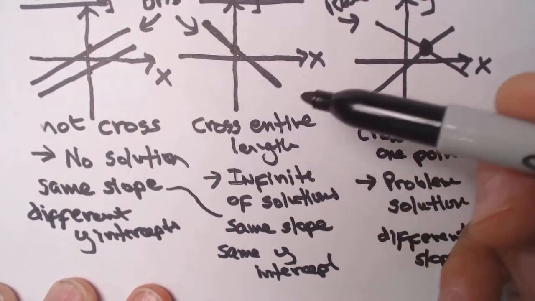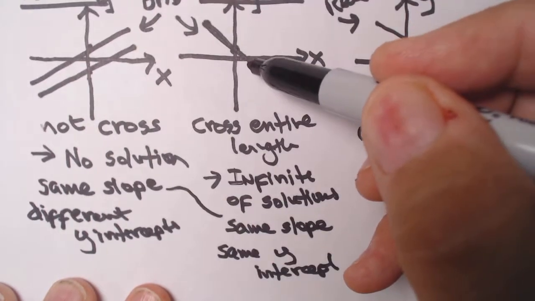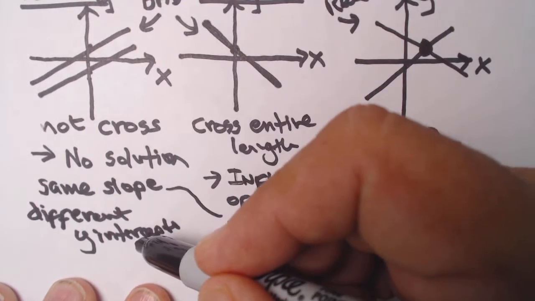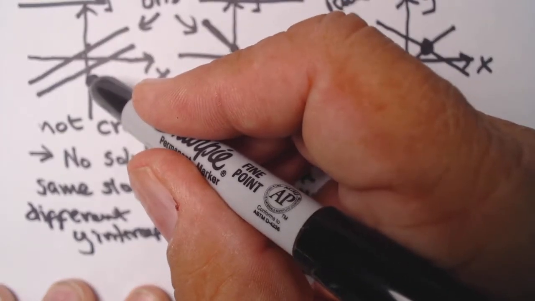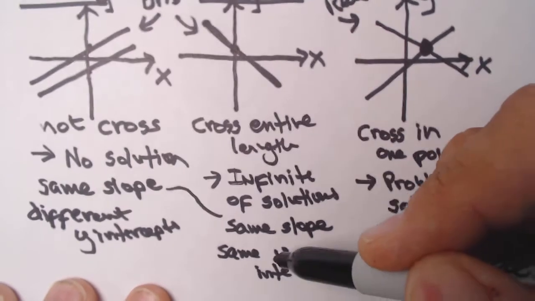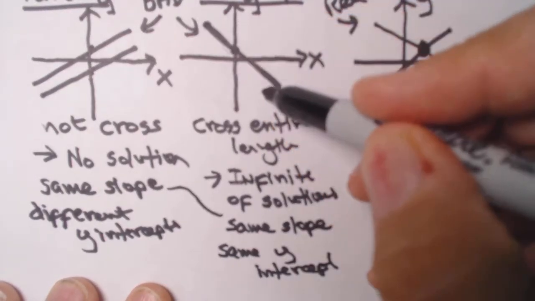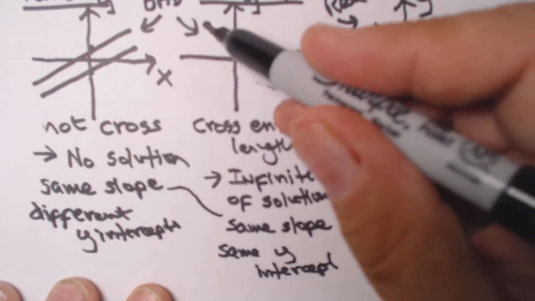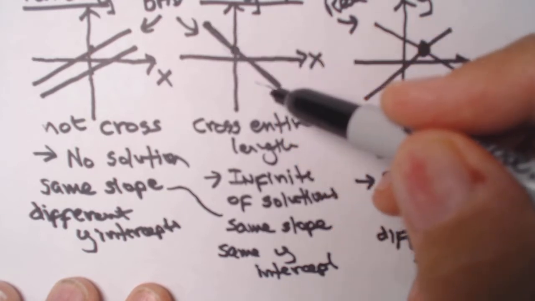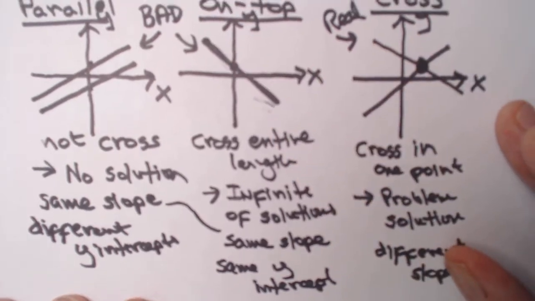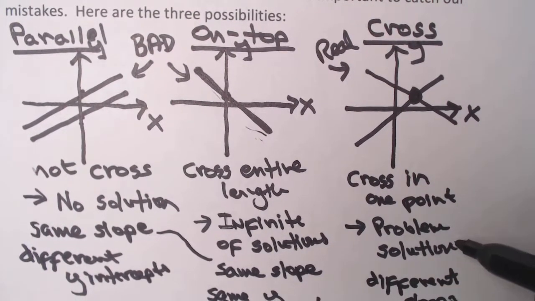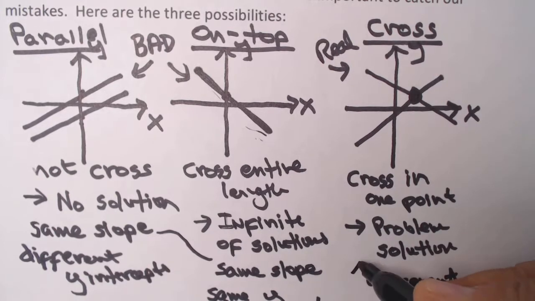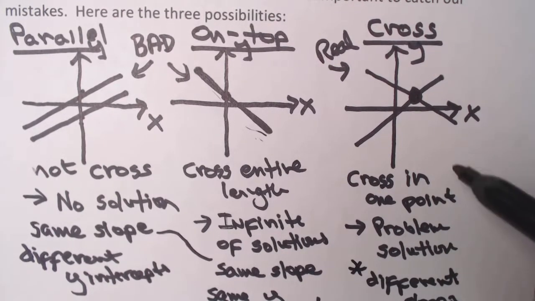How do you tell between the parallel and the on top of case? Well, you look at the y-intercepts. If the y-intercepts are different, then the lines are not on top of each other. You've got the parallel line case. If the y-intercepts are the same, then they're definitely on top of each other. You've got the same equations here. And of course, again, how do we tell the case that happens in real problems? Simply different slopes right here. You've got different slopes. Sooner or later, they're going to cross.